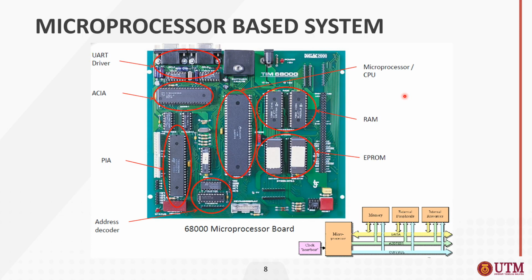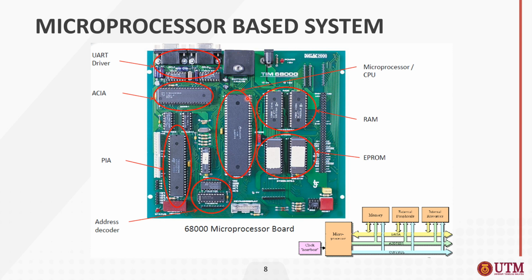Right, so microprocessor-based systems have differences from microcontroller-based systems. In a microprocessor-based system, the microprocessor chip is separated from the EPROM, the BIA, the address decoder, and so on. So it is being separated. After this, in the next slide, I will show you the microcontroller-based system.